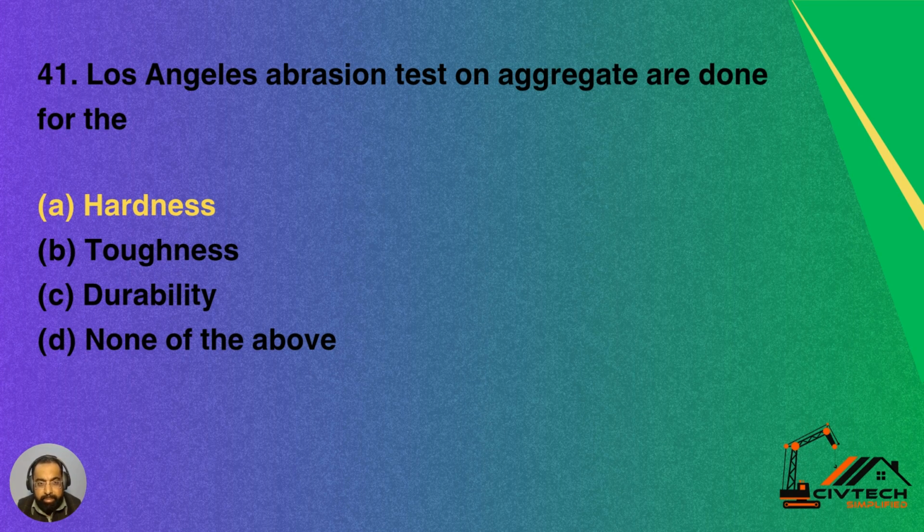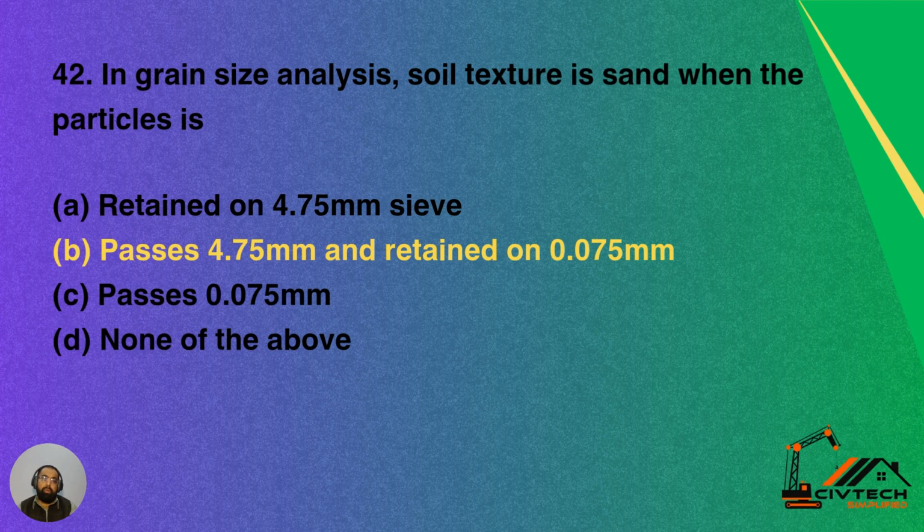Question number 41. Los Angeles abrasion test on aggregate is done for the, why do we do the Los Angeles abrasion test on aggregate? Option A, hardness. Option B, toughness. Option C, durability. Option D, none of the above. So yes, A is the correct answer for hardness. We do the Los Angeles abrasion test on aggregate for the hardness. Option A is the correct answer for this question.